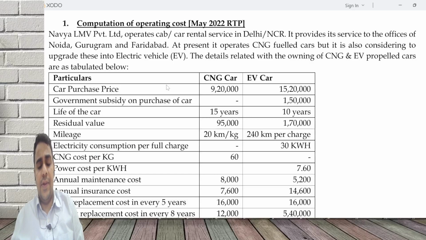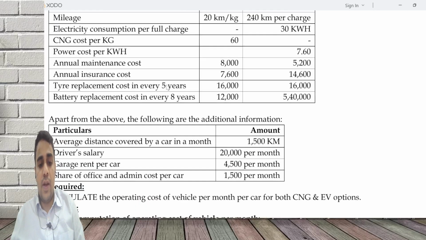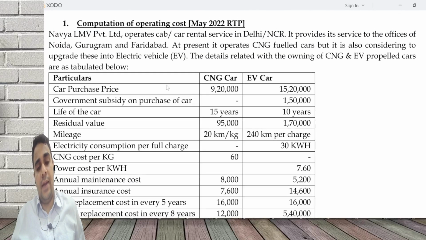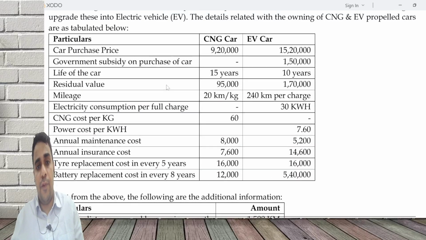Requirement here in this question is they are asking us to calculate what is the operating cost of vehicle for two different categories, CNG car and EV car. We have multiple costs given in the question. We are required to calculate the cost per month, operating cost of vehicle per month for both the variants.